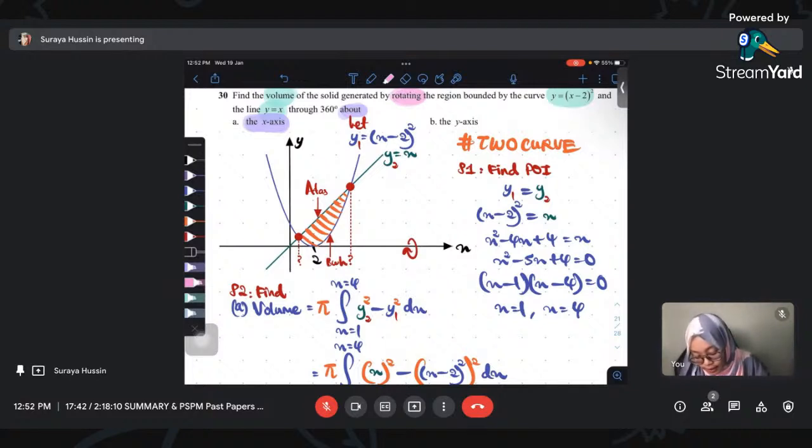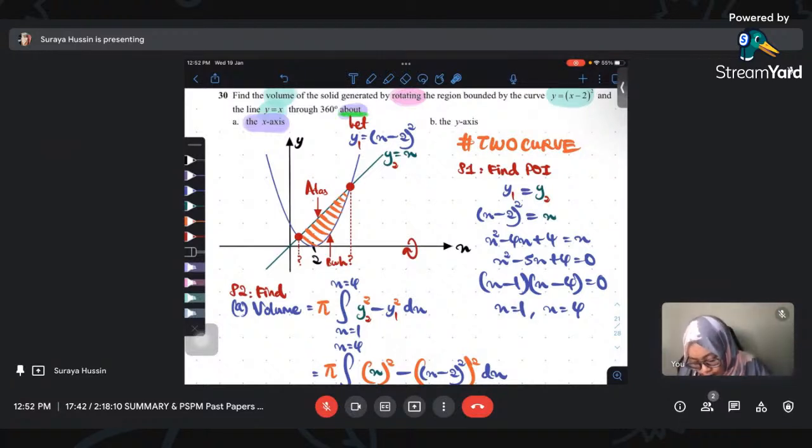By rotating maksudnya you imagine this region. You imagine that this region is being rotated. Imagine yang dia sedang dirotatekan sampailah nampak bentuk opposite dia. Faham tak? Saya tak boleh nak lukis sebab dia agak complicated yang ini. Bila kamu masuk universiti, kamu akan guna software untuk nampakkan volume tersebut. That's the higher level.